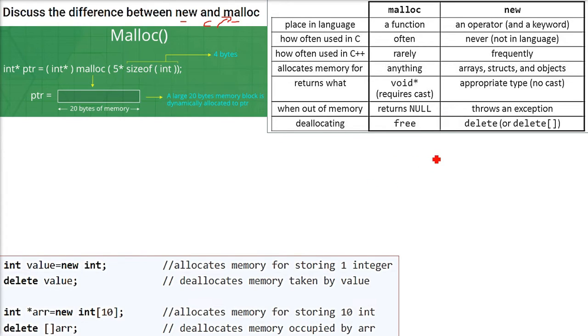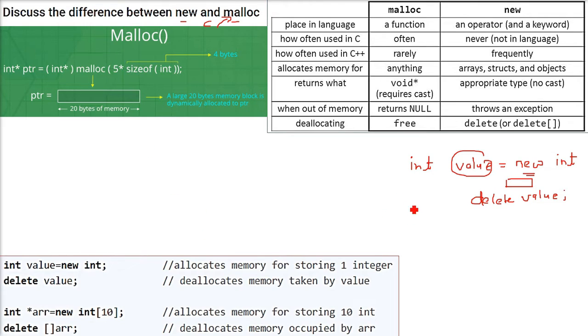Okay, we have an integer. So we have to allocate memory for storing one integer. How do we do this? int, let us take a variable name, value, and you write new int here. So you have allocated memory for storing one integer, and this value is the name of that memory location. Then you use delete. It will just deallocate the memory which was given to value. Delete is deallocation of memory.